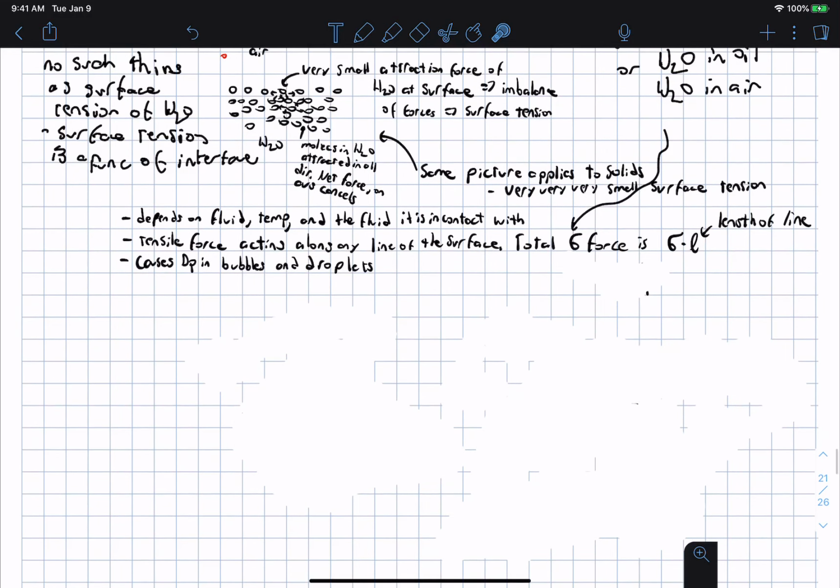And surface tension actually causes a pressure rise in droplets and bubbles. That is, the pressure inside the droplet will be a little bit higher than the pressure outside. Same thing for a bubble.